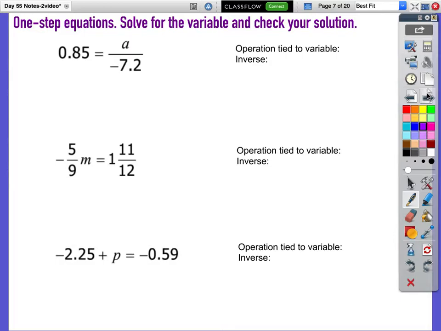Okay, we got this. All right, let's choose some Ole Miss Rebel Blue to do this next problem. You're welcome.